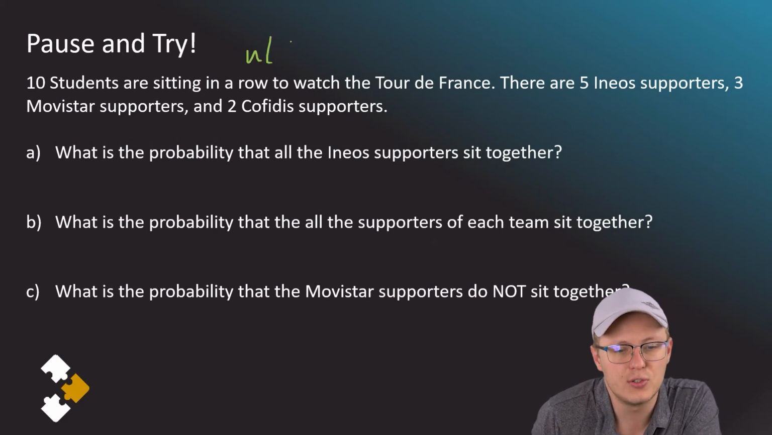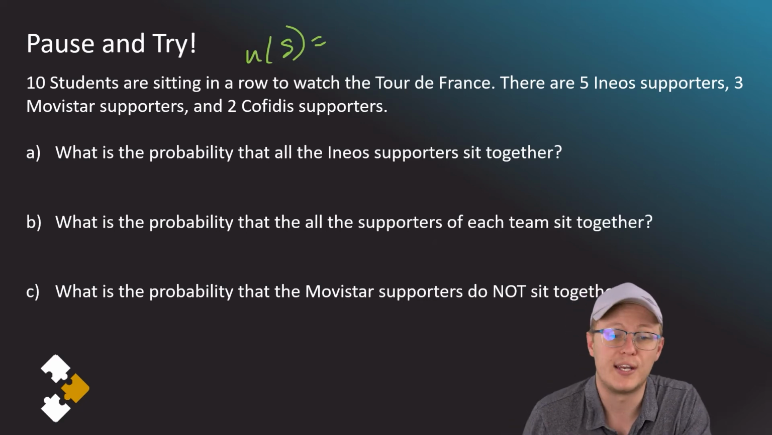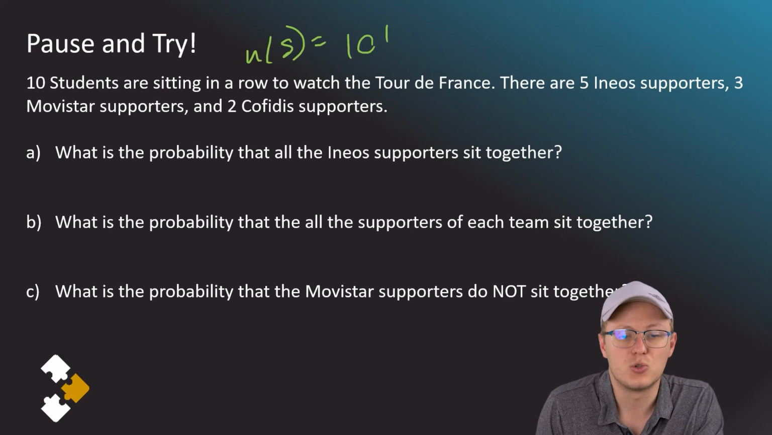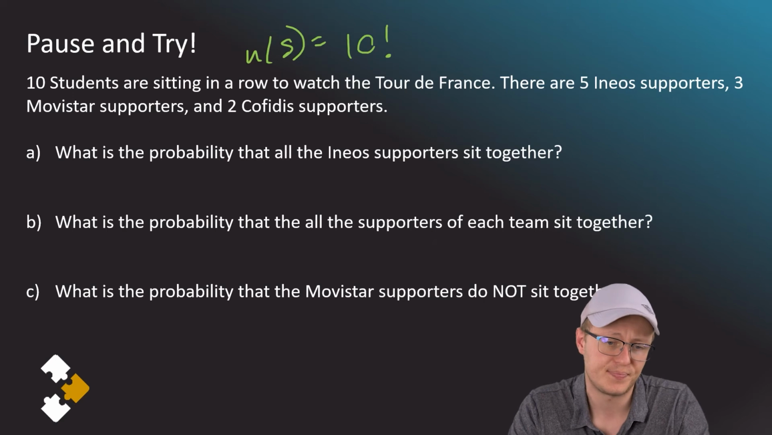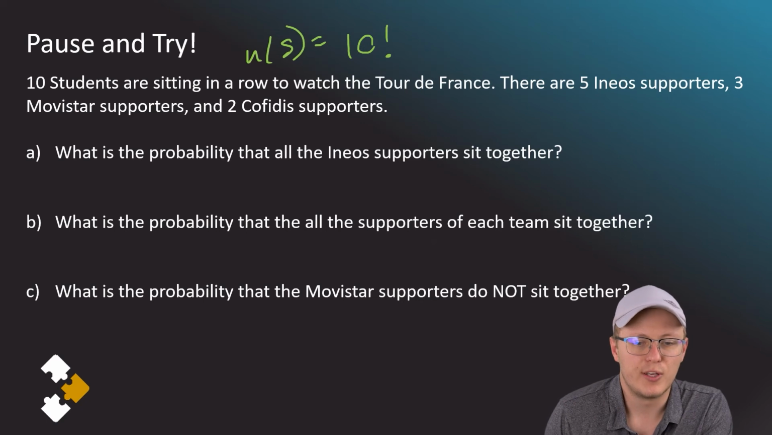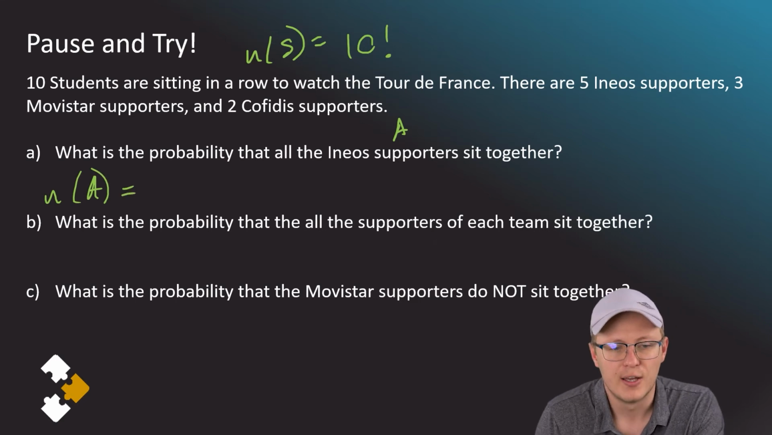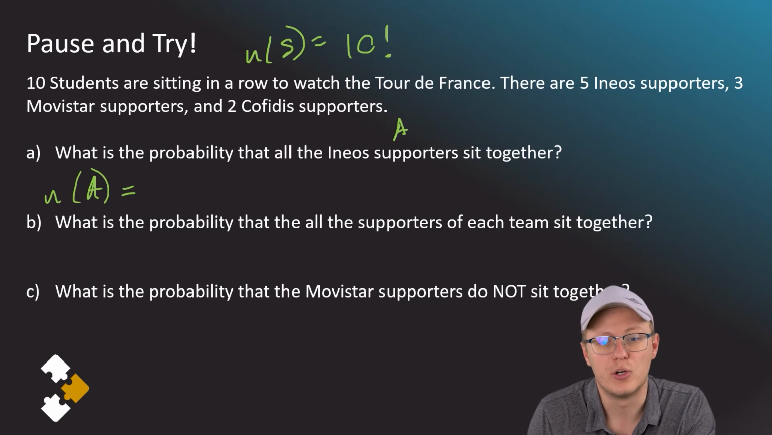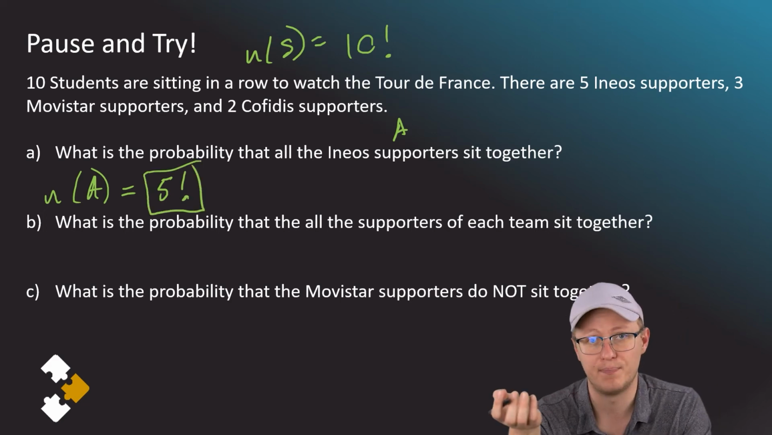Now here, the total number of possible outcomes is the total number of ways that 10 people can be arranged to sit somewhere. And that's going to be 10 factorial because again, whoever sits in position 1 can't sit in position 2, etc. So we've got to find the probability that all the Ineos supporters sit together. So if we call this A, the number of ways in which the Ineos supporters can sit together is the following. So because they're sitting together, they are now a group. And because there's 5 of them in the group, that group can have 5 factorial arrangements within them.